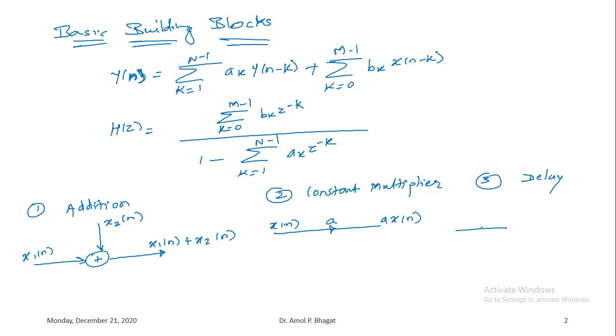Here, if we apply x of n as an input signal to the delay element, then it will produce x of n minus 1 as its output. Okay, so by using only these three basic building blocks, we can realize any given discrete time system or digital system. Let's see one example here.